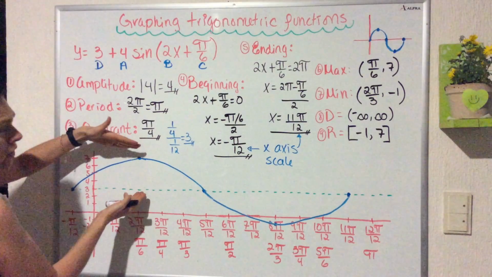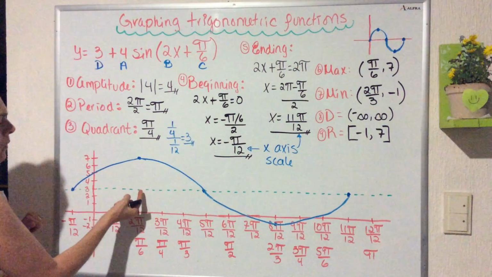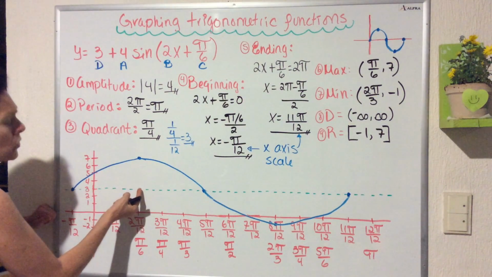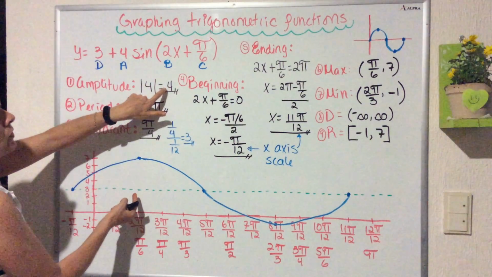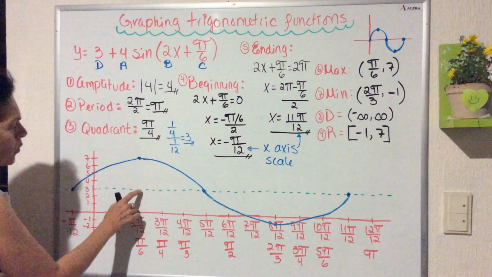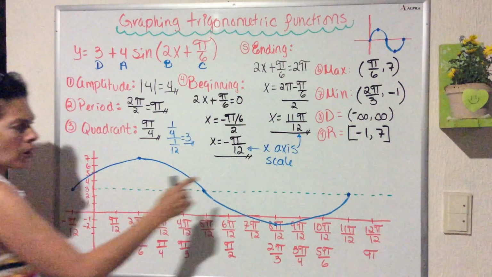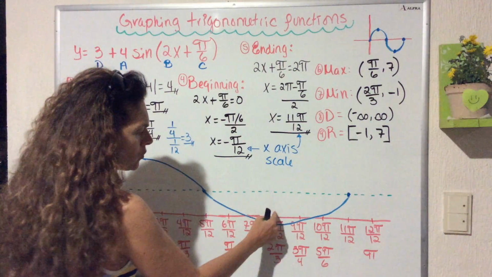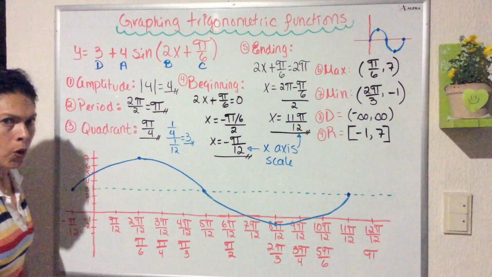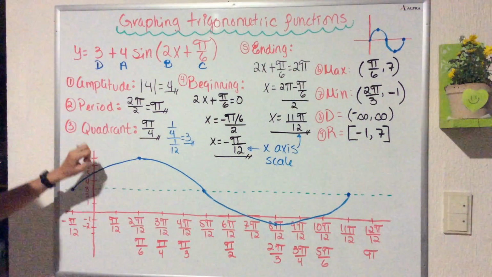But talking about the amplitude, dear students, we have here the virtual x-axis and you count 4 units because the amplitude is 4. So we start counting 1, 2, 3, 4, and you have your maximum. And 1, 2, 3, 4, and you have your minimum. Okay? Good. Let's continue, dear students.